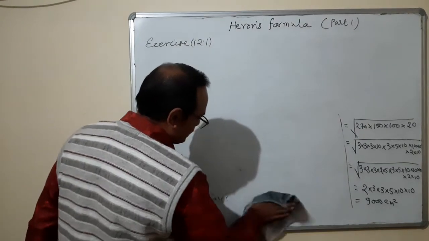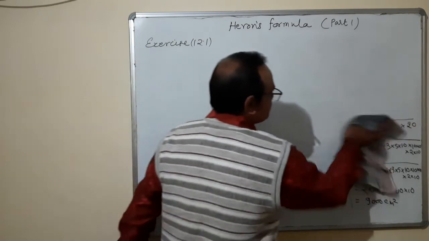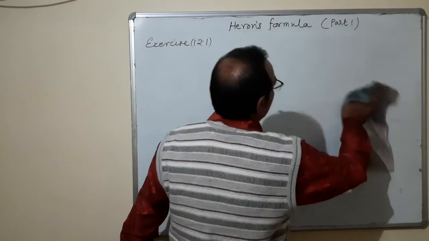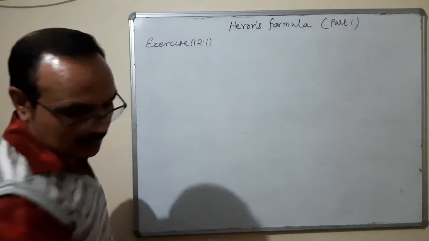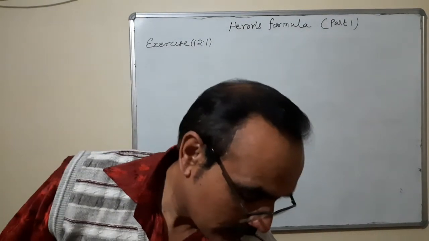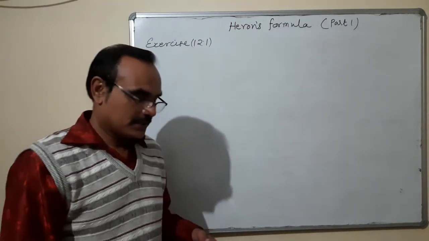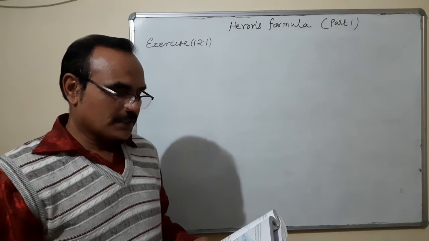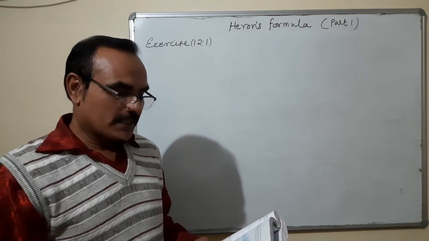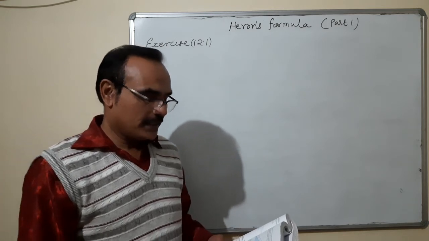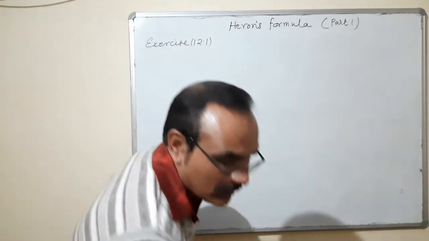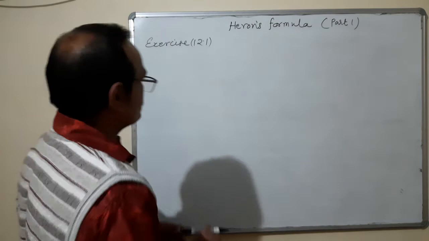One last question left of this exercise. Question number 6: an isosceles triangle has a perimeter of 30 centimeter and each of the equal sides is 12 centimeter. Find the area of the triangle. Perimeter 30, equal sides equal to 12. Okay, sixth question.